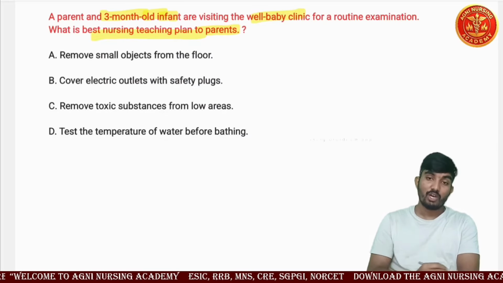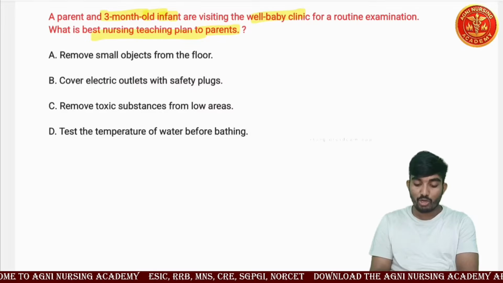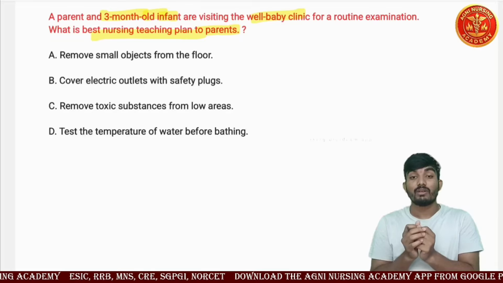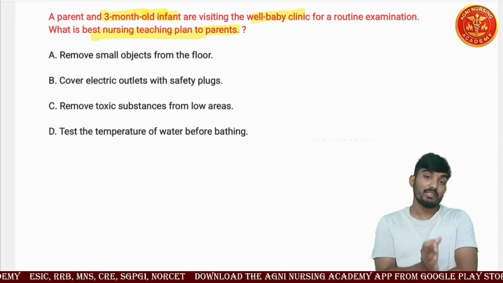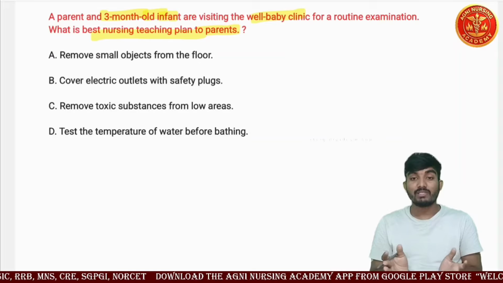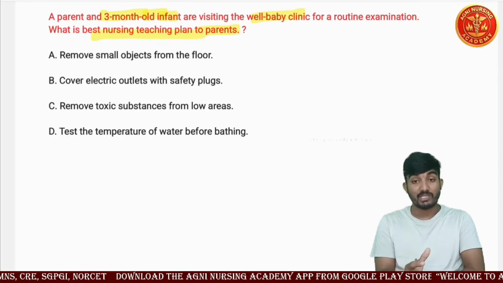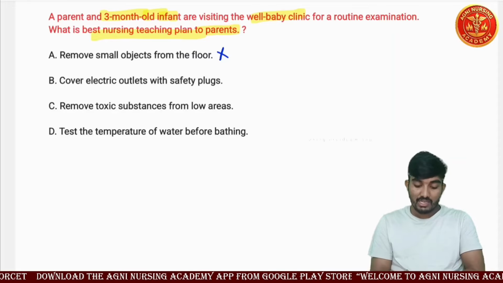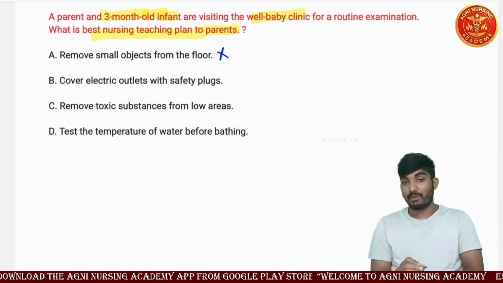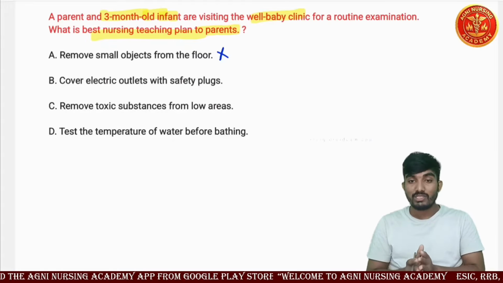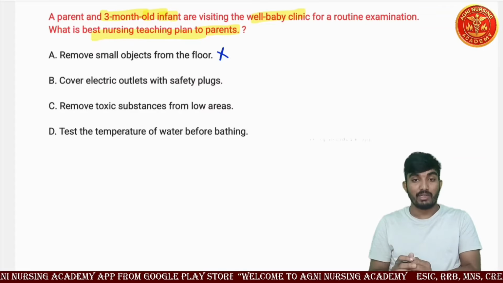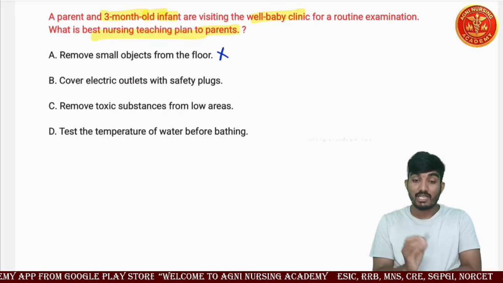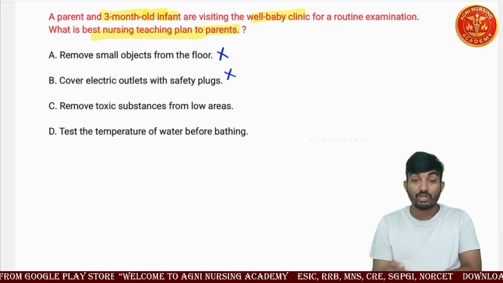We will see the options one by one. The first option is remove small objects from the floor. Yes, this is a priority in 9-month-old children, but the child here is 3 months old, with no pincer grasp, and cannot grasp objects. So this is not the priority. The second is cover the electric outlets with safety plugs. But a 3-month-old child cannot crawl, so cannot touch the plugs. This is also not the answer.